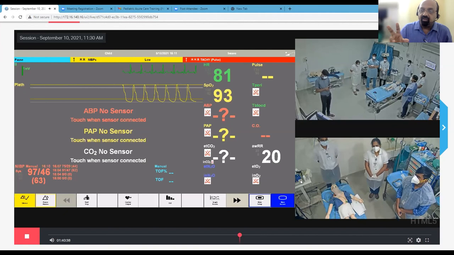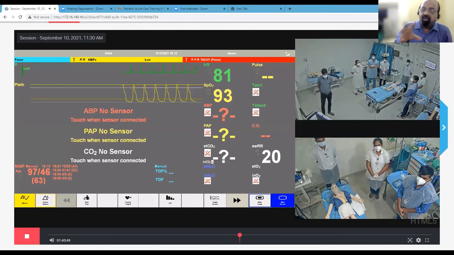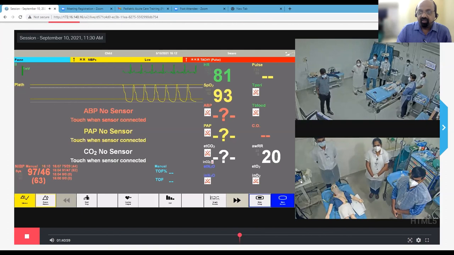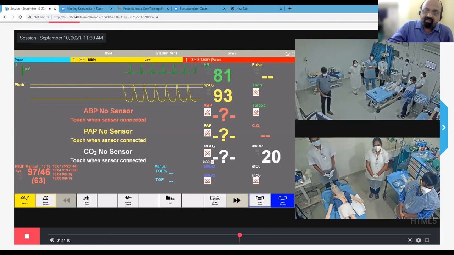The child was unstable and they used a synchronized cardioversion. Why did they use a lesser joule, that's 0.5 to 1 joule per kilo, and the synchronized button, so it was synchronized with the ECG lead of the patient. This is the important step in synchronized cardioversion, which was done, and the patient reverted back. Thank you very much, team. I would like to stop here and we'll take any questions, and over to Jayaraj for discussions, please.